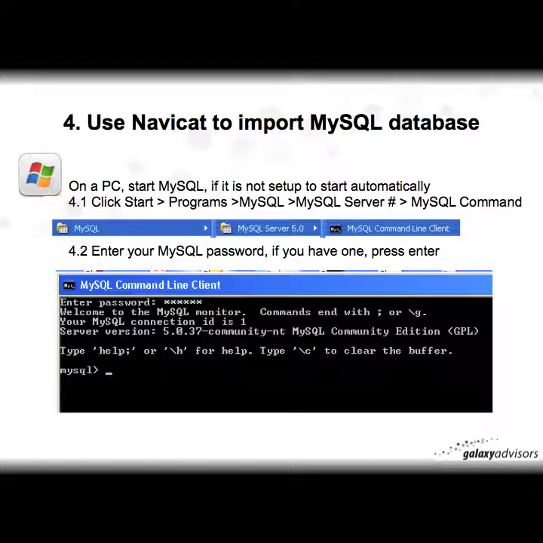Now, if you're on a PC, again, start MySQL if it is not set up to start automatically. You can check it by clicking Start, Programs, MySQL Server, which will give you a server number, and then the MySQL command prompt is indicated here. Enter your MySQL password if you have one. If not, just press Enter, and then you should see the MySQL prompt, and that means that MySQL is running on a PC. So the fundamentally first step is now done.